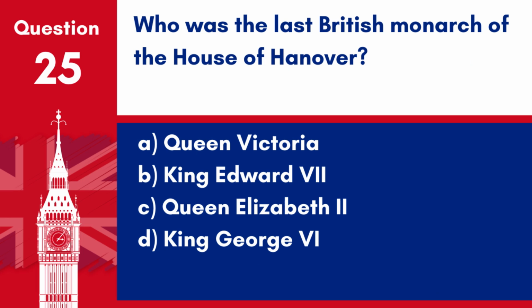Question 25. Who was the last British monarch of the House of Hanover? A. Queen Victoria. B. King Edward VII. C. Queen Elizabeth II. D. King George VI.